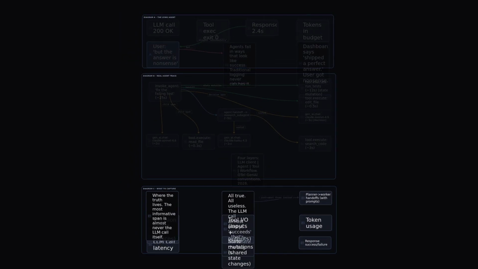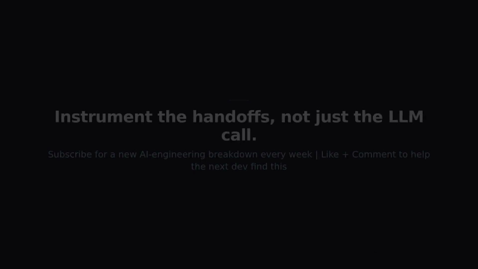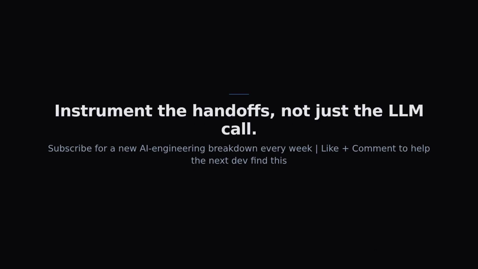Remember 3 things. Agents fail in ways that look like success. Green dashboards don't mean correct outputs. OpenTelemetry GenAI semantic conventions are the 2026 vendor-neutral standard, 4 layers, 1 vocabulary. And the high-value spans are handoffs, tool I/O, and state mutations, not LLM calls. Instrument those and you debug. Skip those and you guess. Instrument the handoffs. That's where the truth lives.